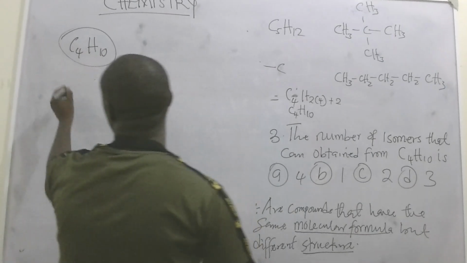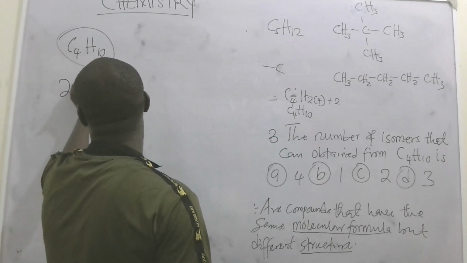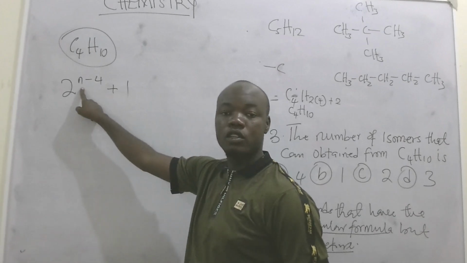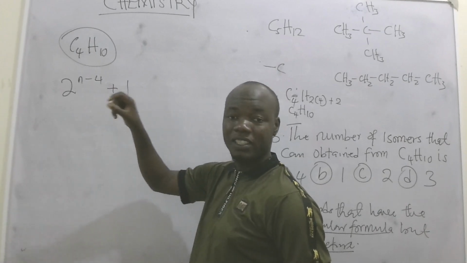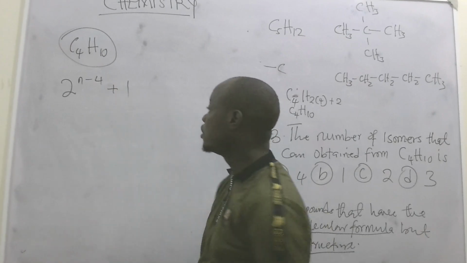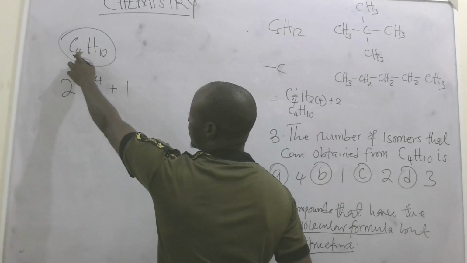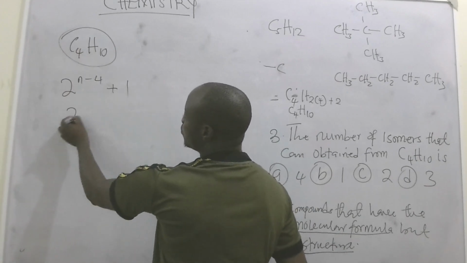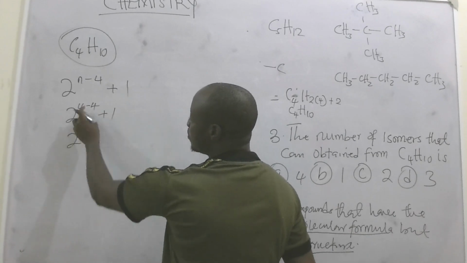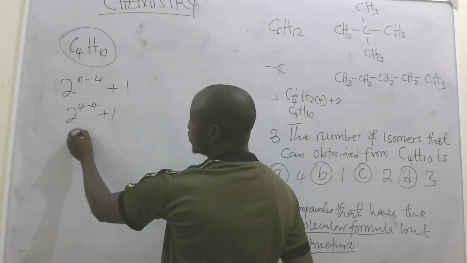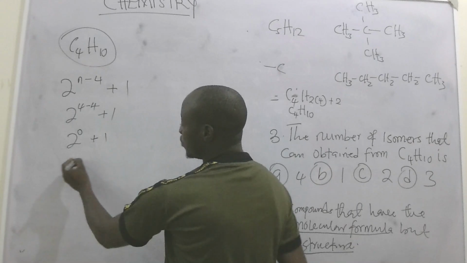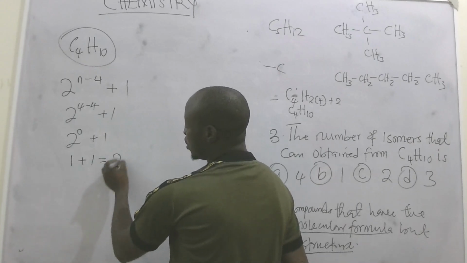So the formula is 2 power n minus 4 plus 1. This n indicates the number of carbon, so it will give us an idea of the possible numbers of isomers of the members of alkane. Here the number of carbon is 4, so we have 2 power 4 minus 4 plus 1. 4 minus 4 is 0, plus 1. Any number raised to the power of 0 is 1, so we have 1 plus 1, making 2.